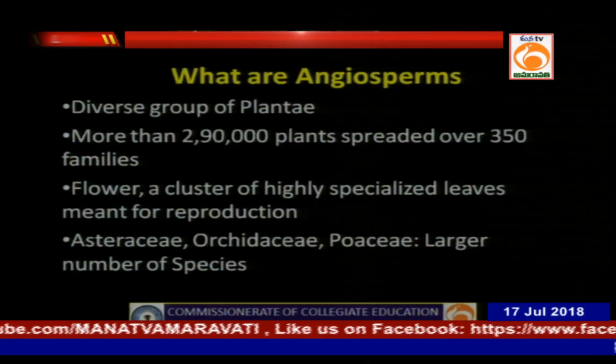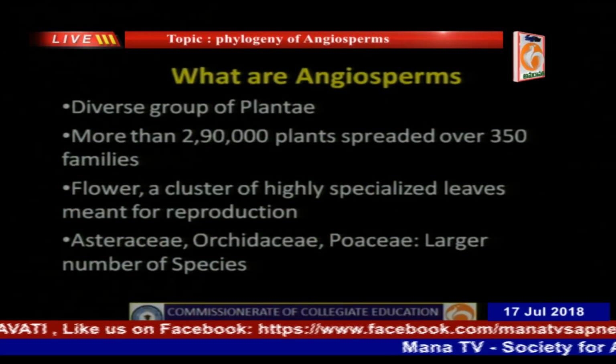The next is phylogeny. I have explained, that is origin and evolution. And coming to the angiosperms, being botany students, you all know that angiosperm is a Greek term. Angion means enclosed, that is in a vessel-like structure, and sperm means a seed. The seeds are enclosed, whereas in the other term, the gymnosperm, the ovules are naked. It is one of the important diverse groups of the plantae, covering more than 2,90,000 plants spread over 350 families.